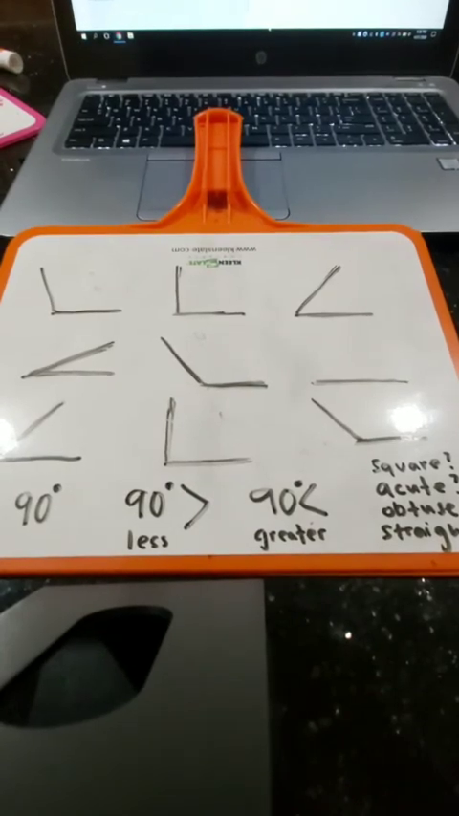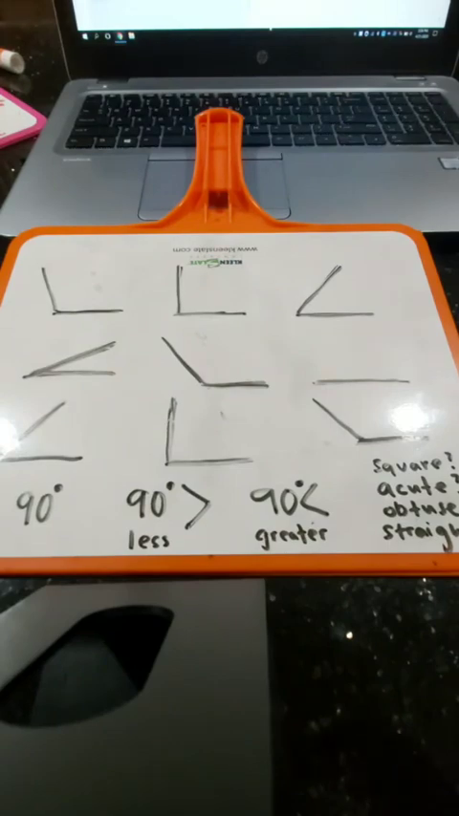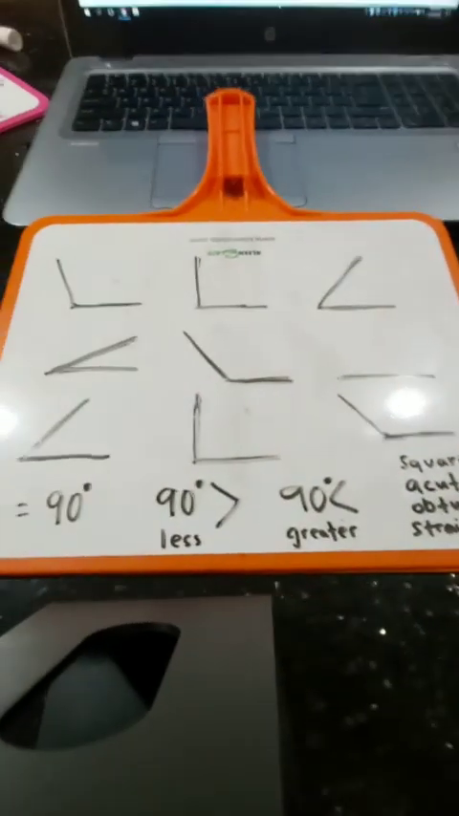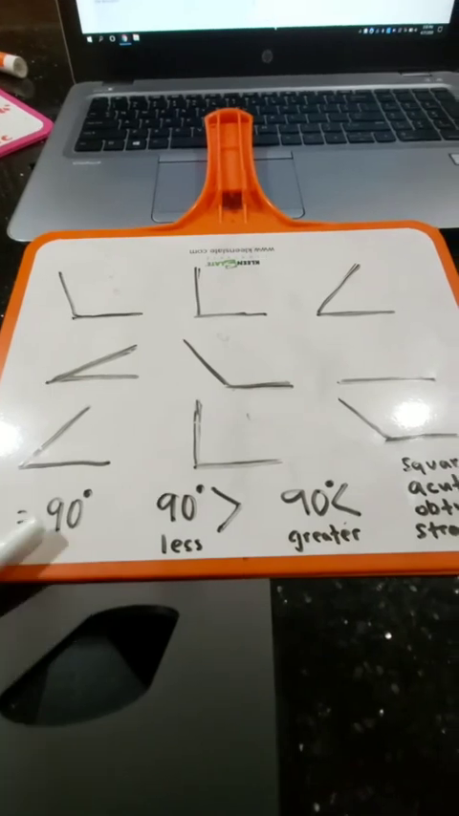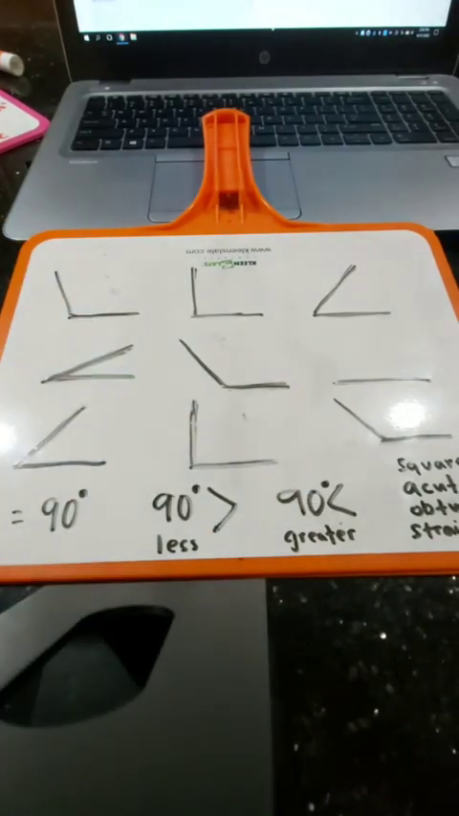So again, what are we doing here? The assignment. We're going to, first of all, label each one of these as either square, acute, obtuse, or straight. Then we're going to identify, is it equal to 90 degrees, like this? Is it less than 90 degrees, like this? Or is it greater than 90 degrees? All right. So again, do these next 9. Go ahead and pause your video now if you need to write down or draw these 9 lines so that you can do the assignment.